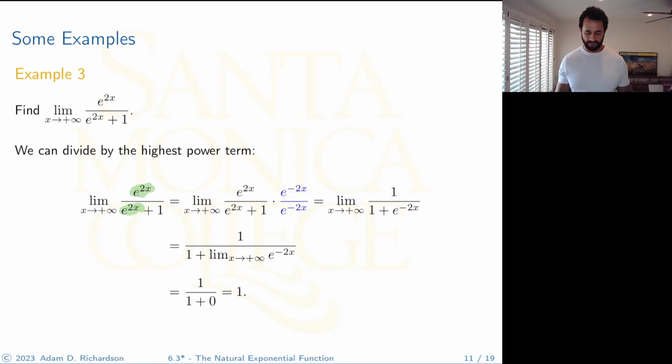So if we divide the top and the bottom by e to the 2x, it will allow us to deal with this infinity over infinity situation. So here we go. Divide the top by e to the 2x, divide the bottom by e to the 2x. e to the 2x minus 2x is e to the 0, which gives you 1. And then 1 times e to the negative 2x is just e to the negative 2x again.